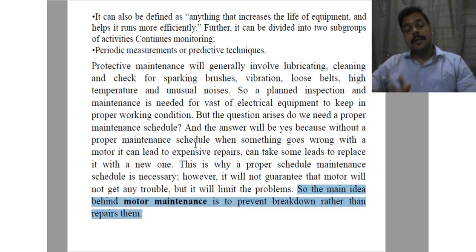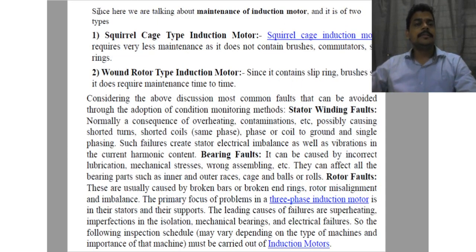Now the main difference between the transformer and the induction motor is that in the transformer there are no rotating parts, so a lower frequency of maintenance is preferred. But in the case of the induction motor, there are rotating parts and some gear arrangement, so it involves maintenance at a higher level. Since we are talking about the induction motor, we have to categorize it for the squirrel cage as well as for the wound rotor type.